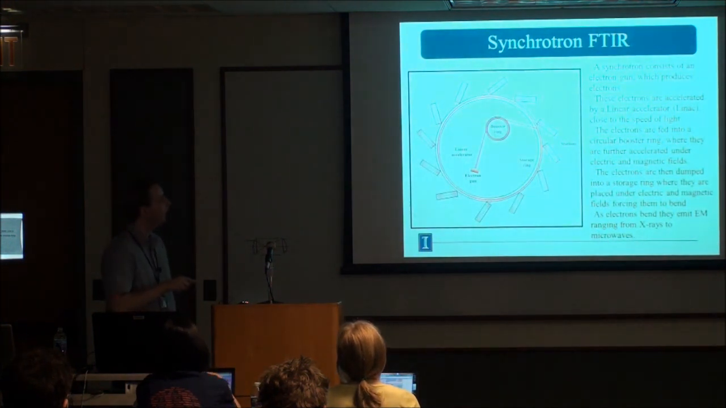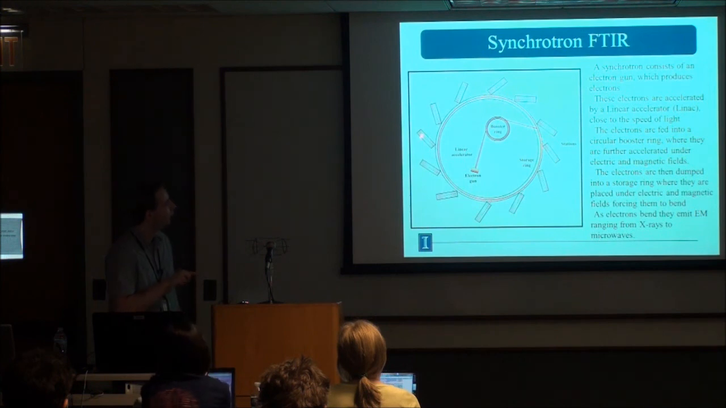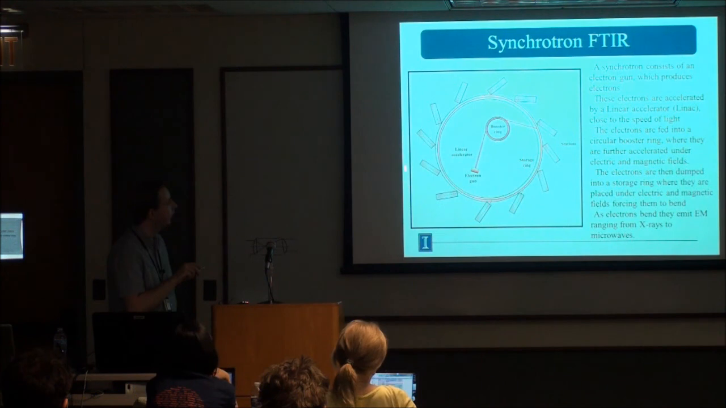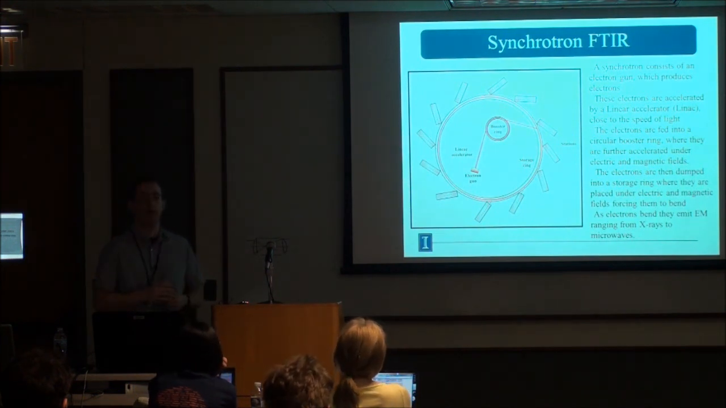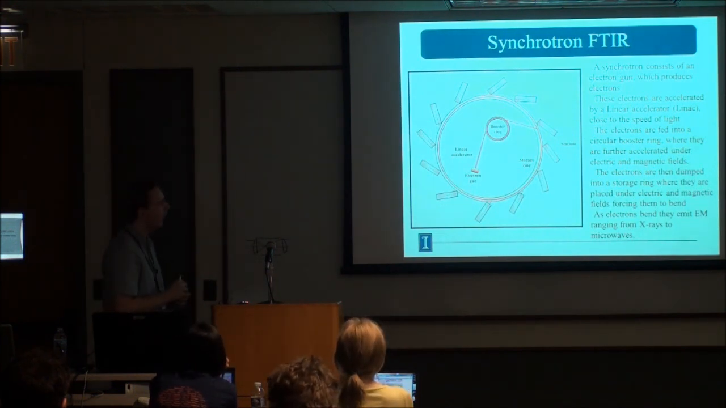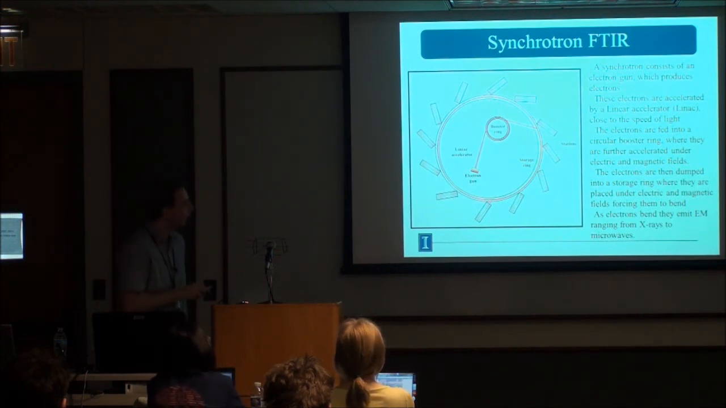Just very briefly, the idea with synchrotron is you have an electron gun. You shoot into a booster ring where it starts to spin. You then dump this into the storage ring where electric field and magnets bend this. And as these electrons are bending, they emit broadband electromagnetic radiation. So you can do pretty much everything from X-ray down to microwaves. X-rays are very, very popular. X-ray crystallography is very common on these. And you can filter out mid-infrared. So it's a very, very bright source of mid-infrared.